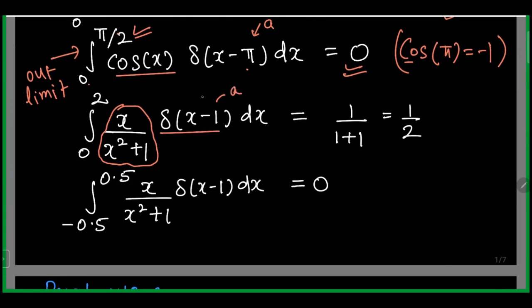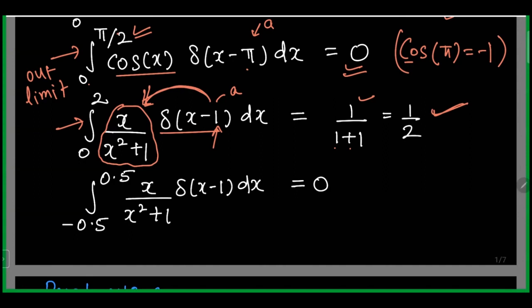So I will put my a value in my function. If we put the value, I will get 1 divided by 1 plus 1, which is half. Why can I do this? Because you can see 1 is inside the limits. My limits are from 0 to 2, and my 1 is within the limits. So I will put my 1 in my function, and I will get my answer as half.